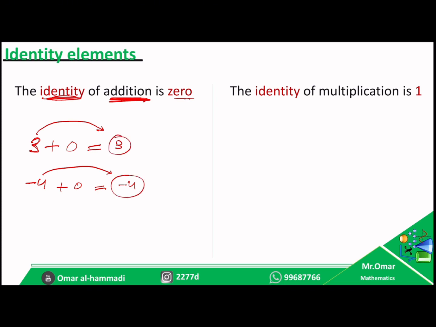But the identity of multiplication is 1. For example, 3 multiplied by 1 will give us 3. Minus 6 multiplied by 1 will give us minus 6. So the same thing here. When we multiply by 1, it gives us the same number, the same result. This is the identity of multiplication and the identity of addition.